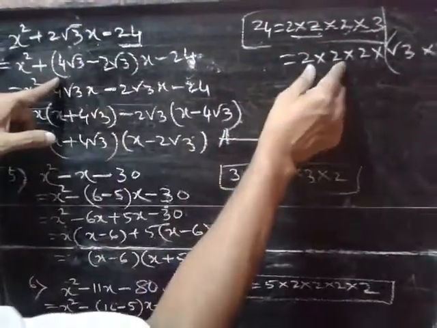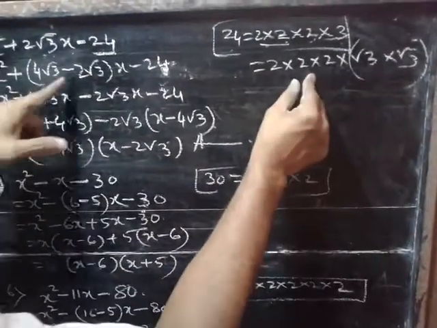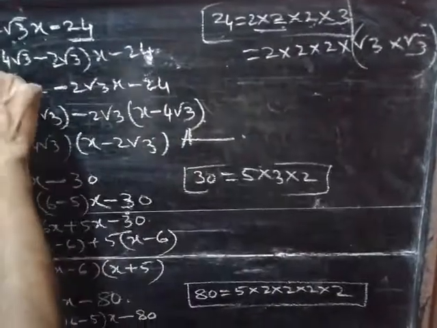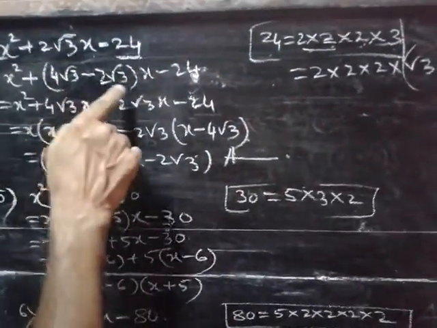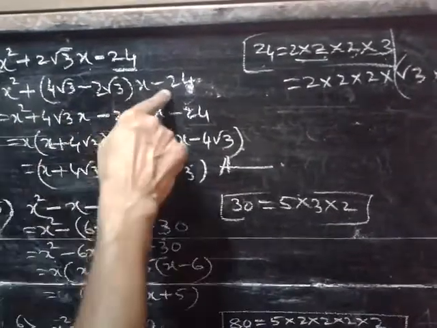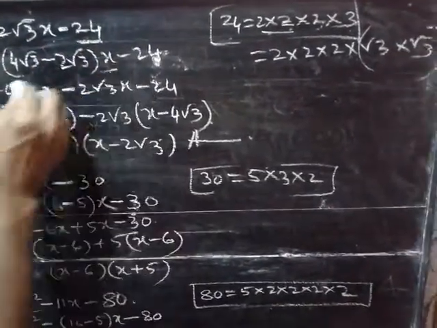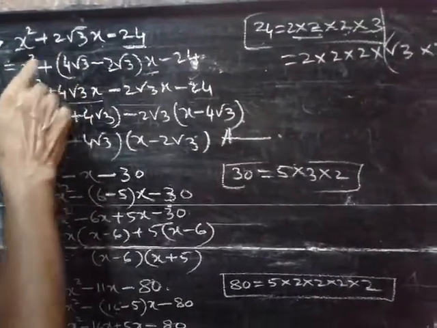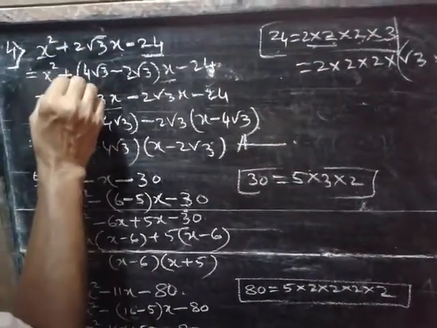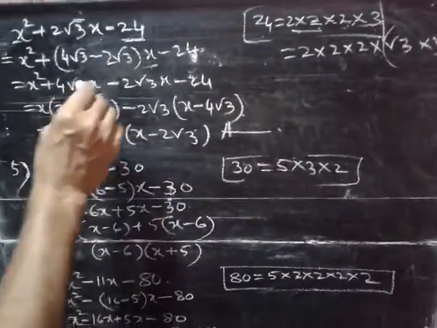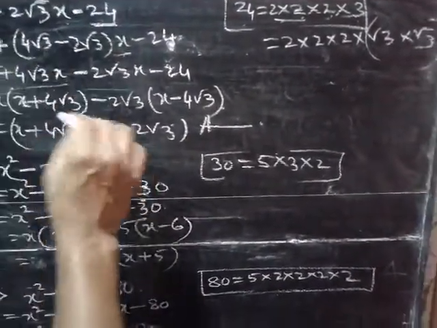See here, 4 root 3, and if you deduct 2 root 3 from 4 root 3, then it is coming 2 root 3. So our P and Q will be 4 root 3 minus 2 root 3 into x minus 24. As usual, this is actually 4 root 3, this is plus. Whenever you are putting over here, if it is plus, then put the plus over here. Then you will not feel any kind of problem. That is actually the right process.